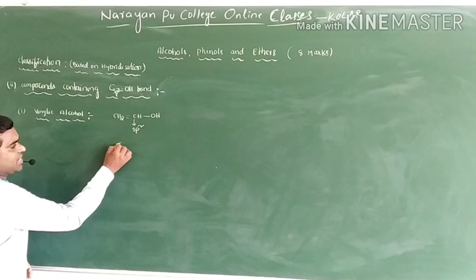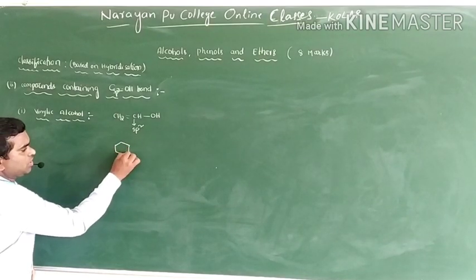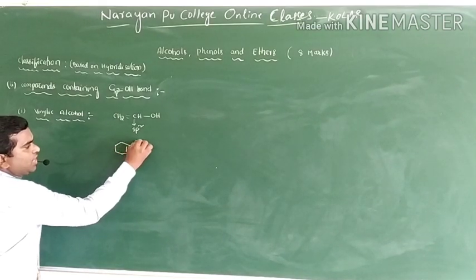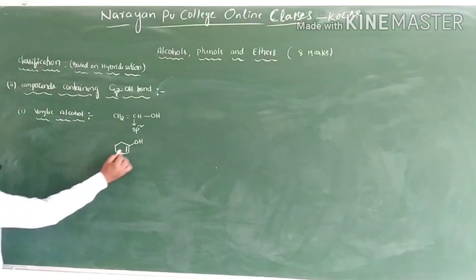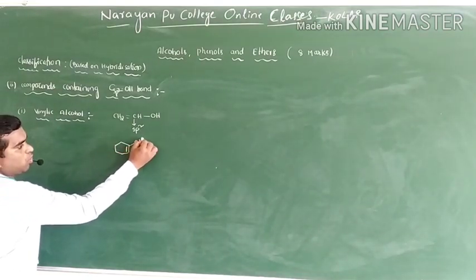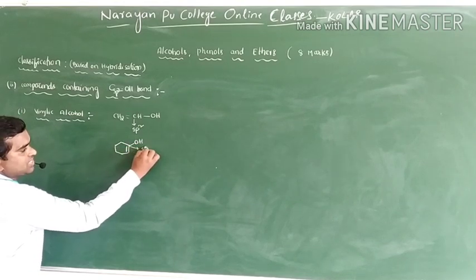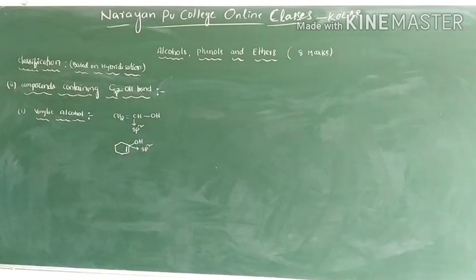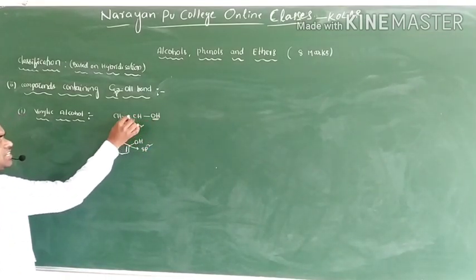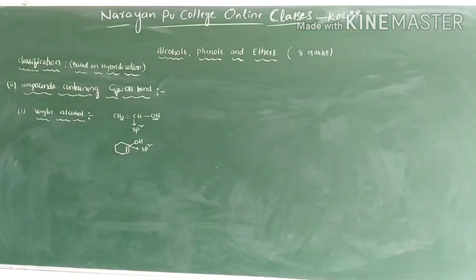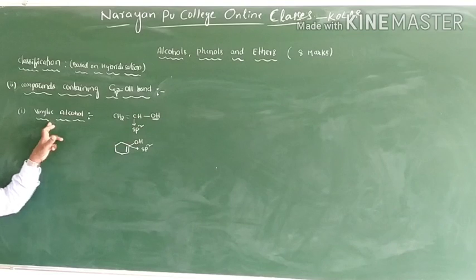If you take another example, and if I write here OH, this is also a vinylic alcohol. Here is the double bond, and to the double bond OH is directly added. This carbon is an sp2 hybridized carbon. In this one, OH is directly bonded to the double bonded carbon, and those alcohols will be called vinylic alcohols.